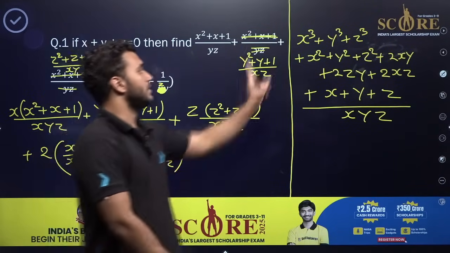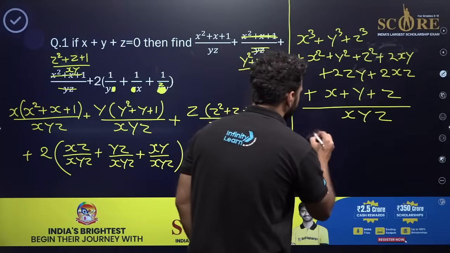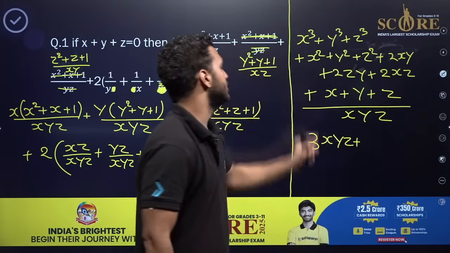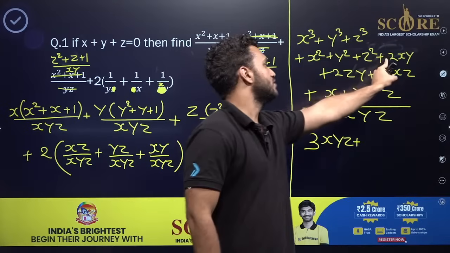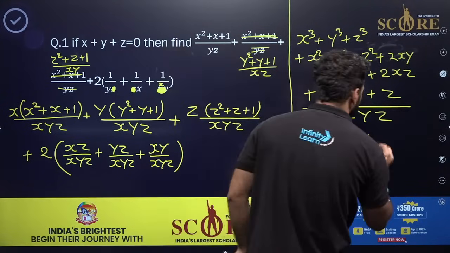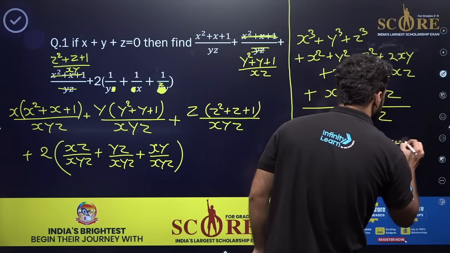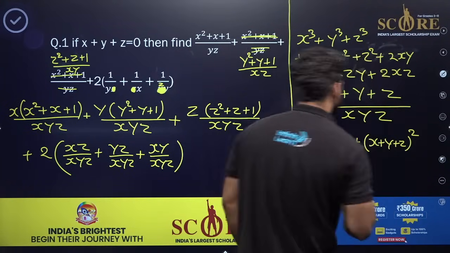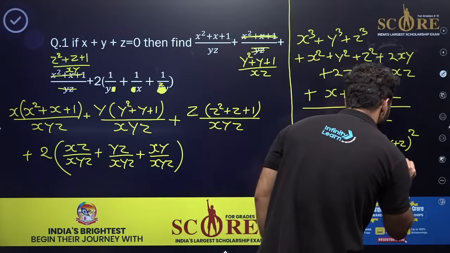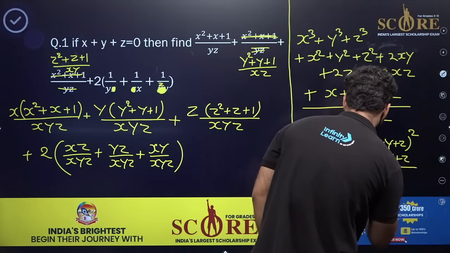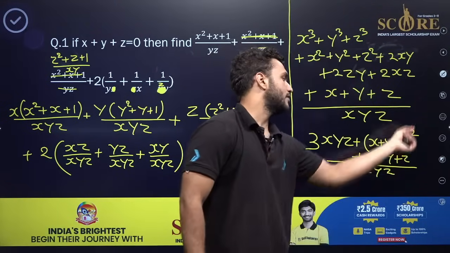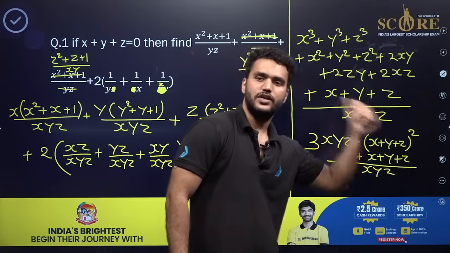So instead of x cube plus y cube plus z cube, I can write 3xyz plus. Now, see this. x square plus y square plus z square plus 2xy plus 2xz plus 2zy. What am I getting here? Nothing but x plus y plus z whole square, plus what am I left with? x plus y plus z, the whole divided by x, y, z. See this: x plus y plus z whole square. x plus y plus z is 0. It is given in the question.